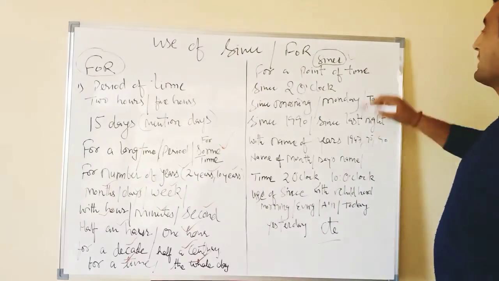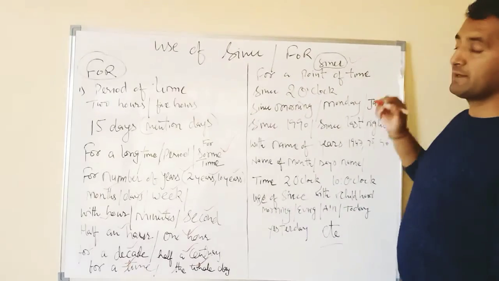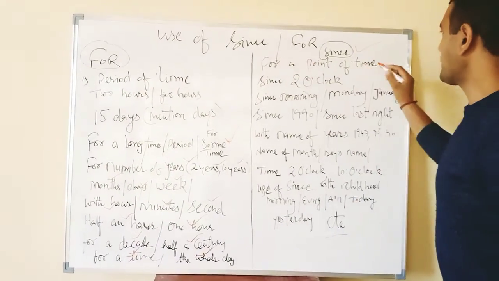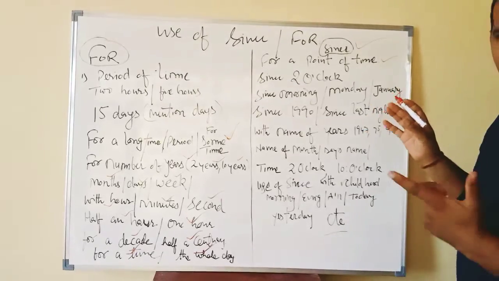So here, with the help of this format, we will try to know how we can use things and with which we can. Okay, for a point of time. Point of time, समझ रहे हो? What is the point of time?